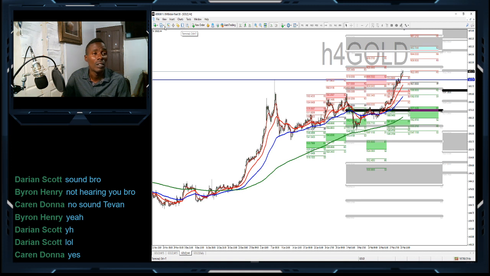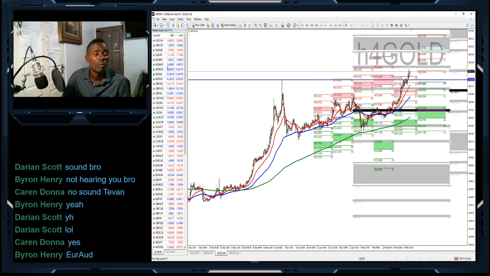But one of the main reasons why we don't really see the big sell-off in dollar CAD is because the dollar is extremely strong. The dollar and the CAD are the two strongest assets right now.